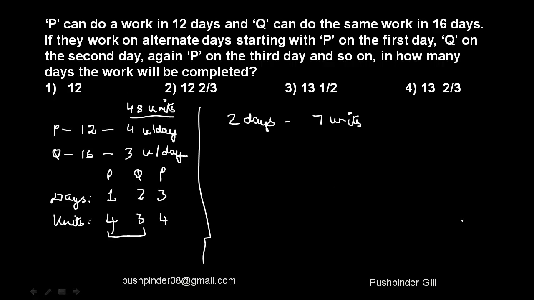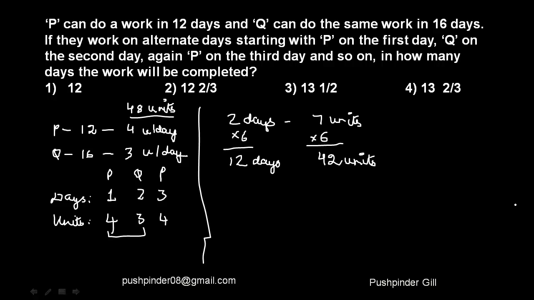I hope you're understanding. So you need to go close to 48. 7 units are finished in 2 days. So let me just go close to it. If I multiply it by 6 here, I don't have to go beyond 48. I just have to get close to 48 but lesser than that. So if I multiply 6 on both sides, it is going to take 12 days for them to finish 42 units, right?